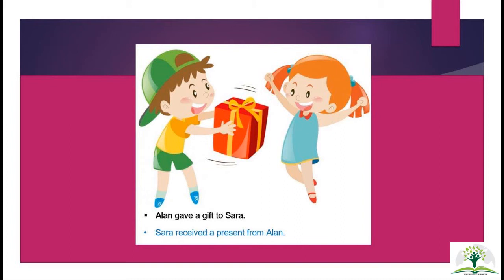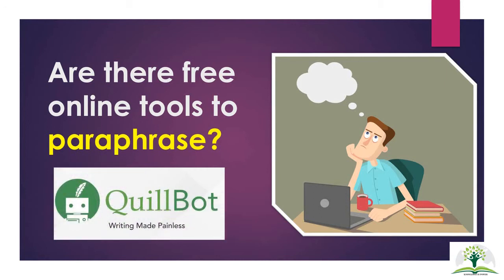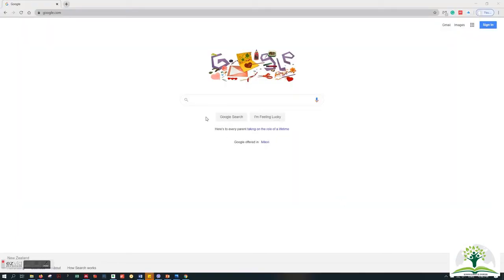The first sentence says, Alan gave a gift to Sarah. So you can reword and restructure the same sentence in a way that it gives the same idea. Like this: Sarah received a present from Alan. Rather than doing it manually, do we have online paraphrasing tools? Yes, of course. Quillbot is one of them. Quillbot is a free online tool that is user-friendly.